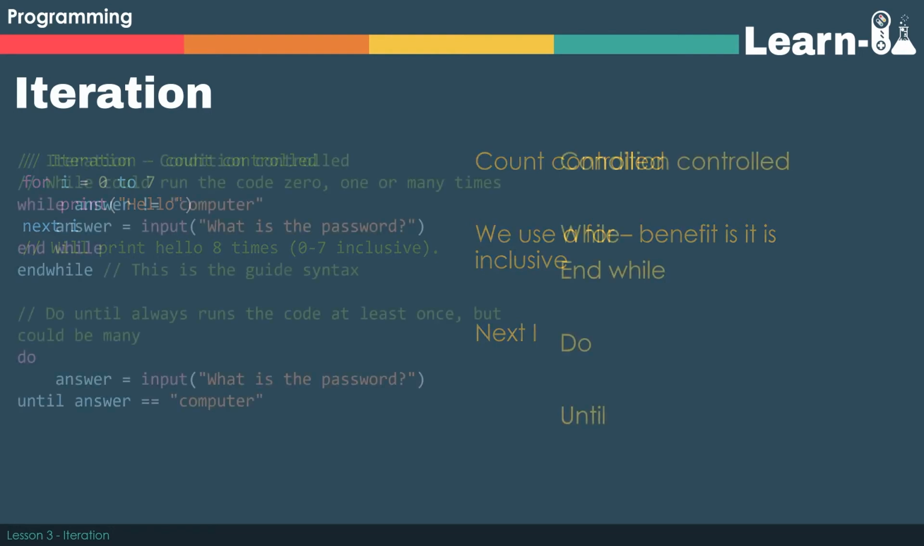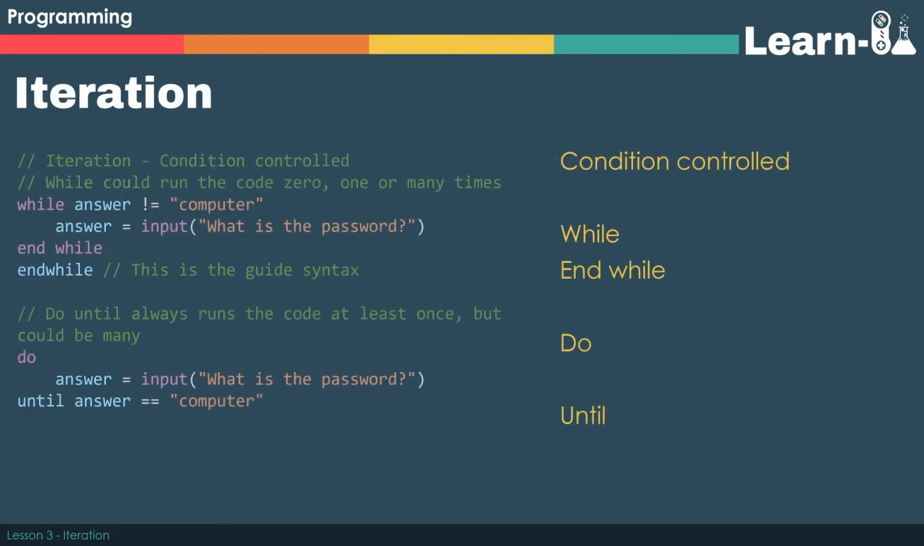In terms of condition controlled loops, we have a while, end while, and a do until. A while is very similar to what we've used already. So we've got while answer is not equal to computer, answer equals input what is the password, and then an end while. Please note that the end while is all one word. I've just separated it out again so that Visual Studio Code highlights the two key terms, but you can use either. The do until runs a block of code until a condition is met.